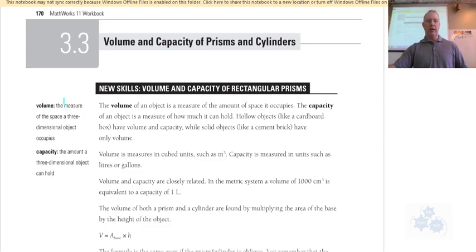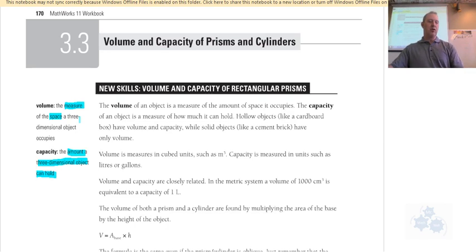In your book you should have this: the measure of the space that an object occupies. Capacity is virtually the same, but it is used in a slightly different way. When we're talking about filling things up, we ask, what is the capacity of this? It's how much can fit inside. It says the amount a three-dimensional object can hold. When we're talking about a cup or a container, we are interested in the capacity, how much it can hold as far as liquid or things inside of it.